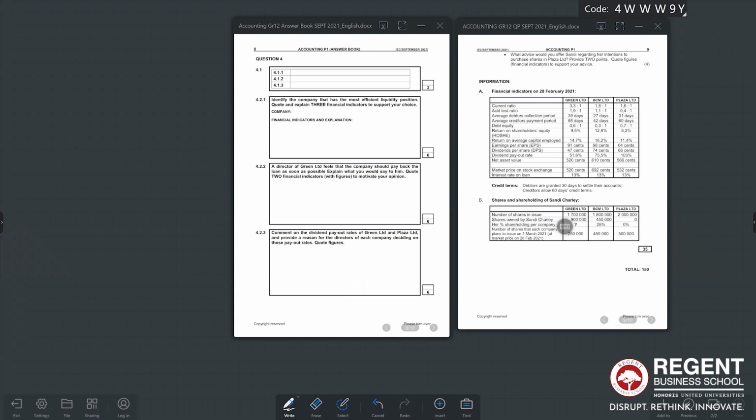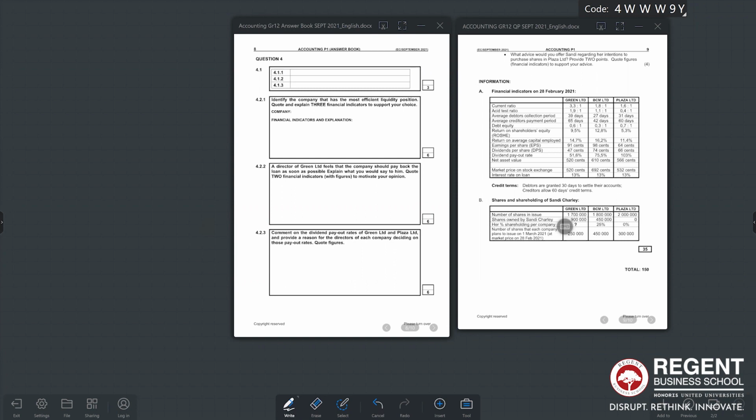Okay, perfect. I see some of you are putting up the answers. Now, that means Plaza is paying out 103%. So Plaza is paying out 103%. Green is paying out 51.6%. Now, you need to talk about the policy. See, that was the rate. What we just calculated was the rate. Green Limited is retaining 48% of the earnings for future expansion and growth.